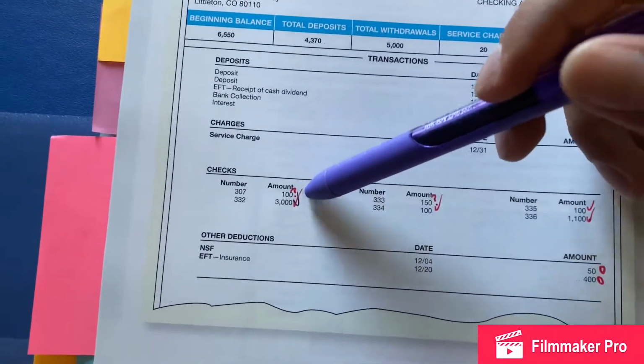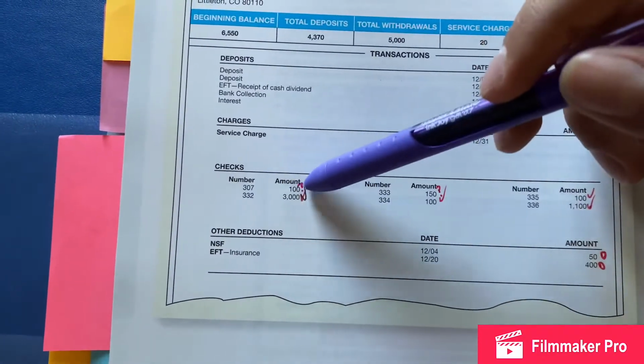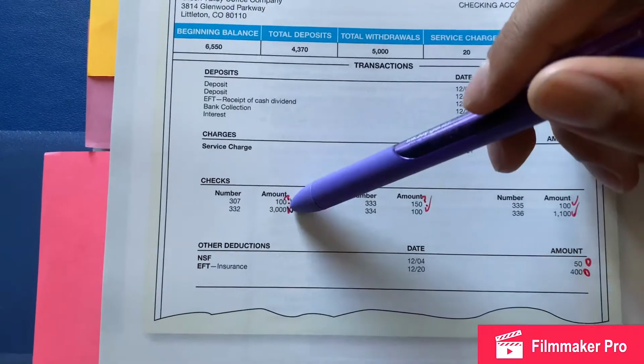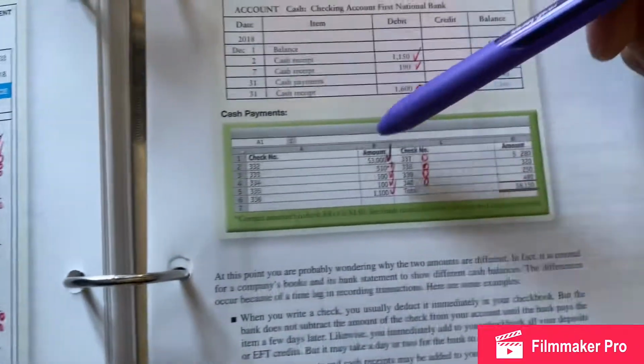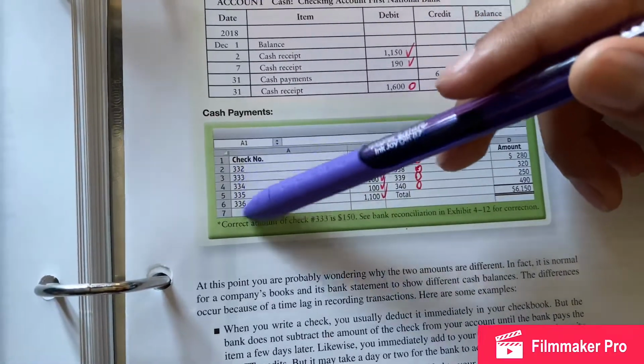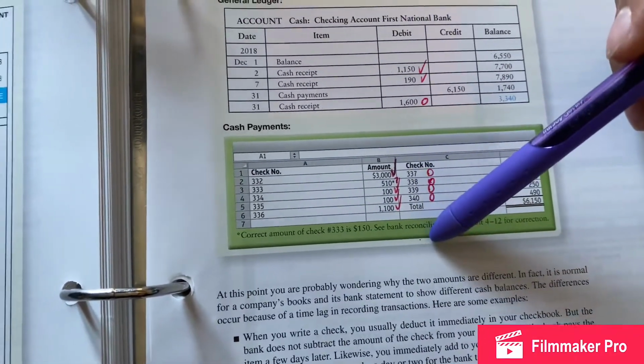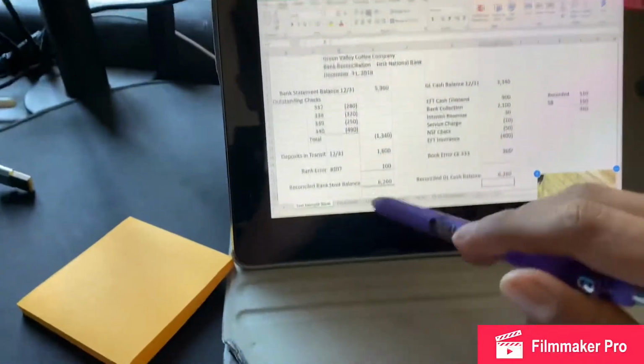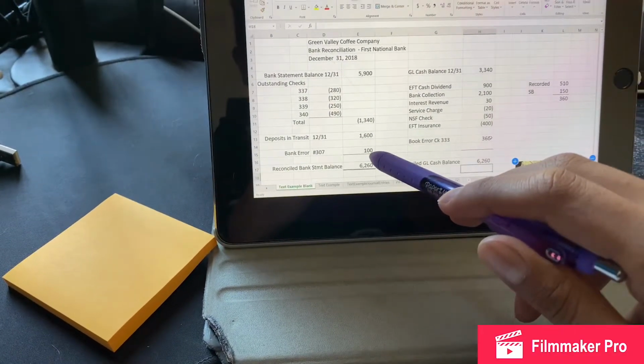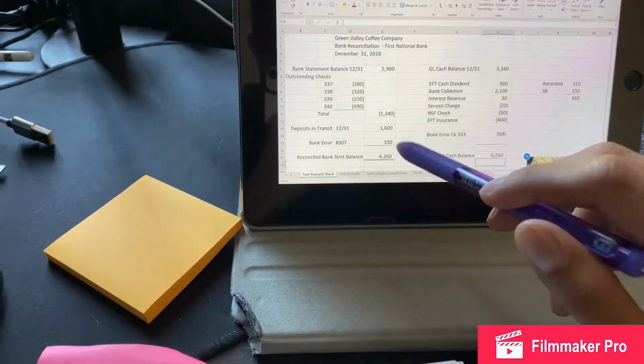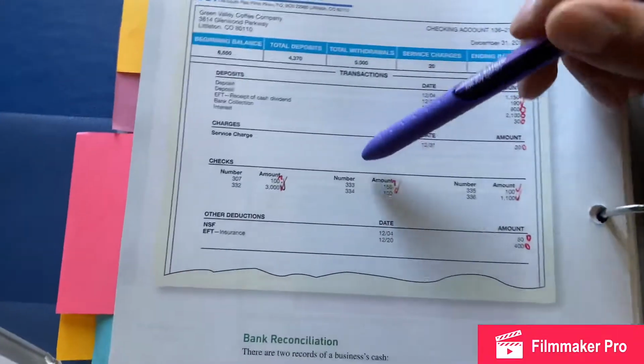But then checks is another thing. Checks, we get this 307 for 100. It has a question mark because we didn't even get it on our cash payments where we have all our check numbers. There's no 307. So later on, we recorded that as a bank error, and then we got back our $100 that the bank charged us.